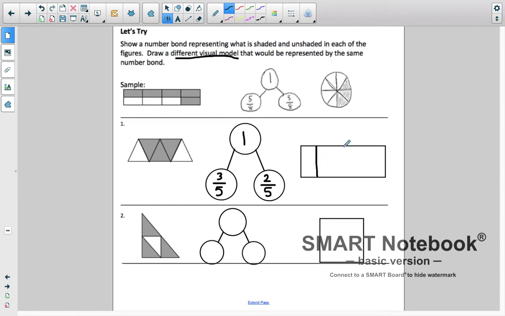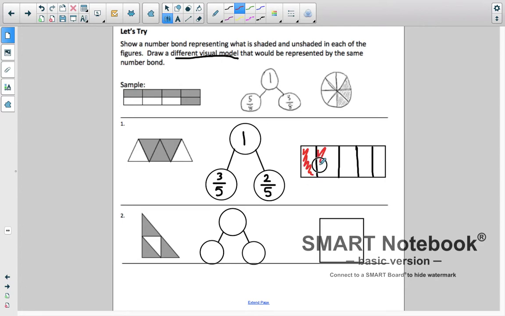So I'm going to make sure that there's 5 equal pieces. So 1, 2, 3, and 4. So 1, 2, 3, 4, 5. And I try to make them as even as possible. Now I need to show either 2 shaded or 3 shaded. But I'm going to show 3 shaded because that's what it showed in this picture. So I'm going to show 3 shaded pieces.